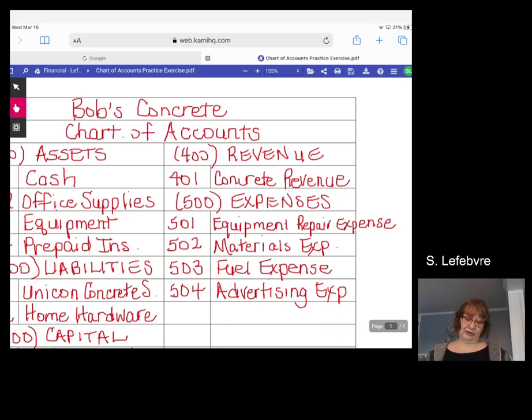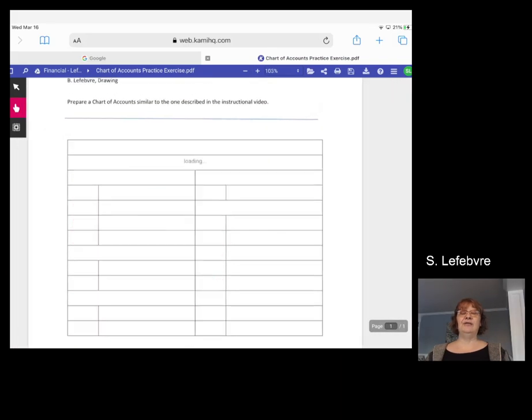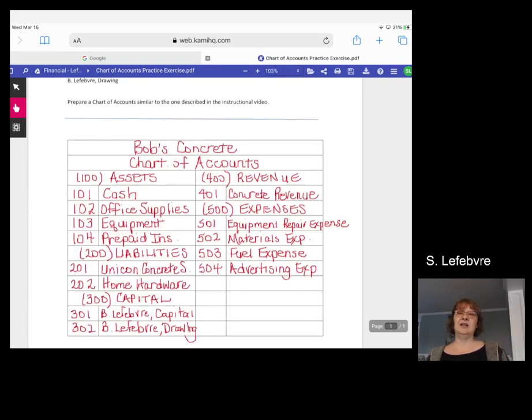There is your chart of accounts complete. So again, looking at what has to be on your form, you're going to always start with the name of your company at the top. On the second line, the name of the form that you are completing. And then you're going to have your headings, your classifications or your headings this time: assets, liabilities, owner's equity, revenue, and expenses. And you're going to put their classification number.